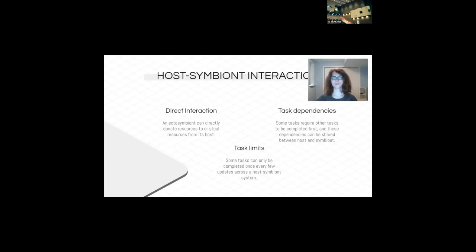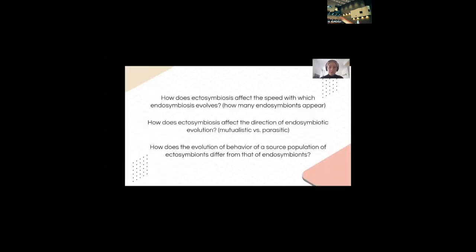What did this model determine about the influence of ectosymbiosis on the evolution of endosymbiosis? We can further break this down into three sub-questions. First, speed. How quickly does endosymbiosis evolve on average in the presence and absence of ectosymbiosis? Second, endosymbiont behavior. Does the presence of ectosymbiosis affect the level of parasitism or mutualism that endosymbionts exhibit? Third, symbiote behavior. When ectosymbiosis is permitted, do endosymbionts and ectosymbionts treat hosts differently? So, first, speed.